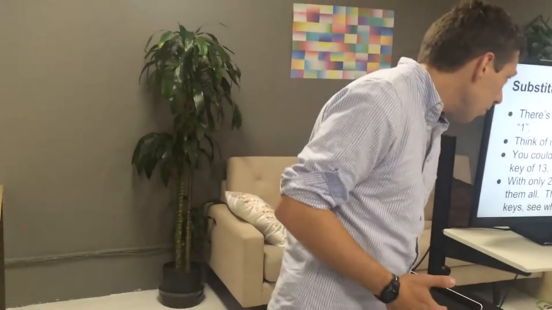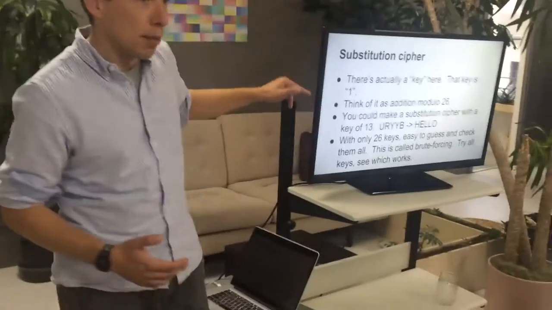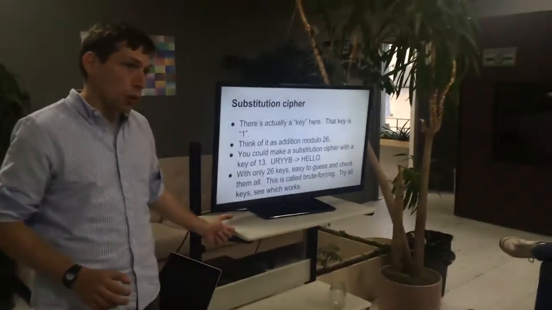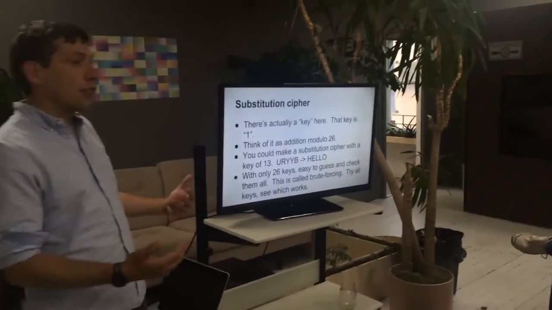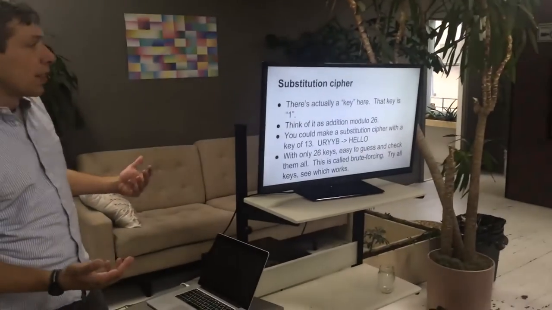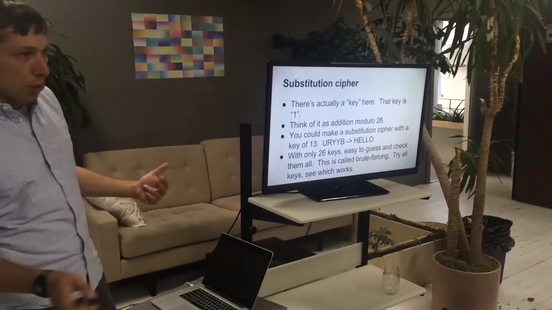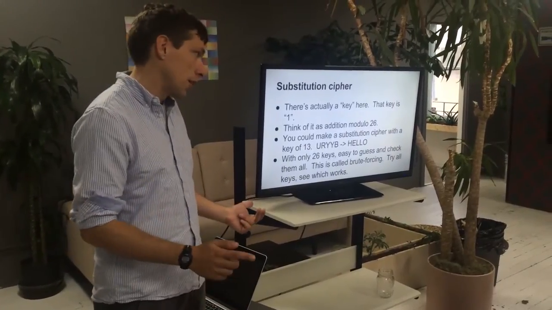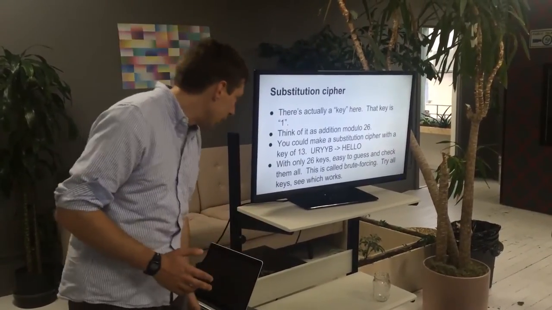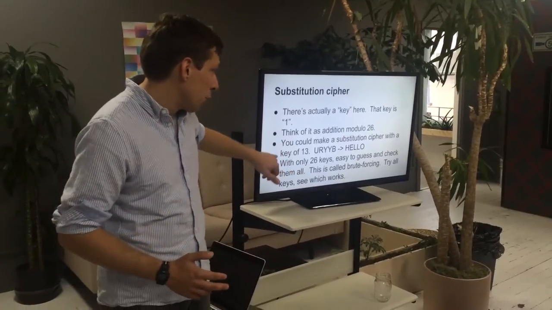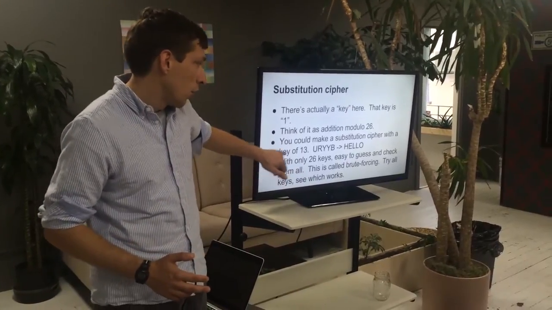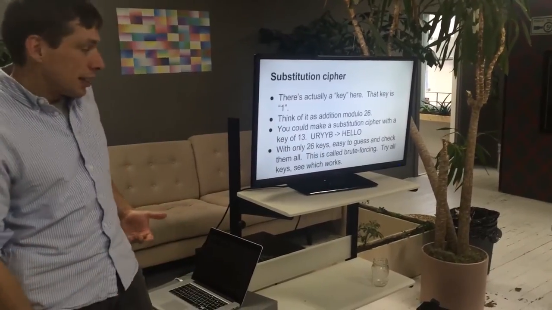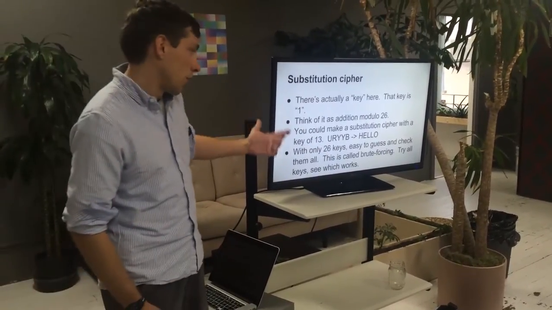That was easy. So there's actually a key here, and that key is the number 1, because you're shifting by 1. You can think of it as addition modulo 26. We've got a set of characters, the 26 letters of the alphabet, and to encrypt, we add 1 modulo 26, which is why Z loops back to A, and to decrypt, we subtract 1 modulo 26. But anyway, you could make a substitution cipher with a key of 13. So hello becomes URYYB. It's the same thing, just the key is 13 instead of 1.